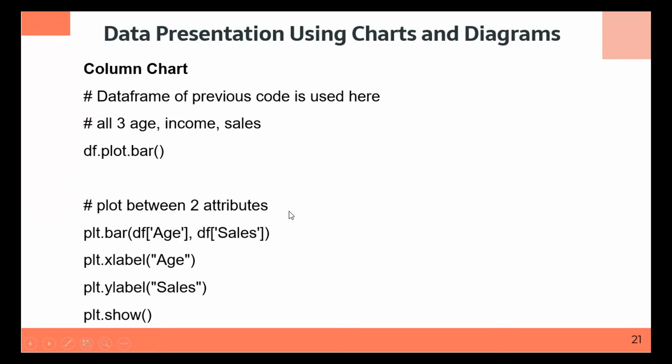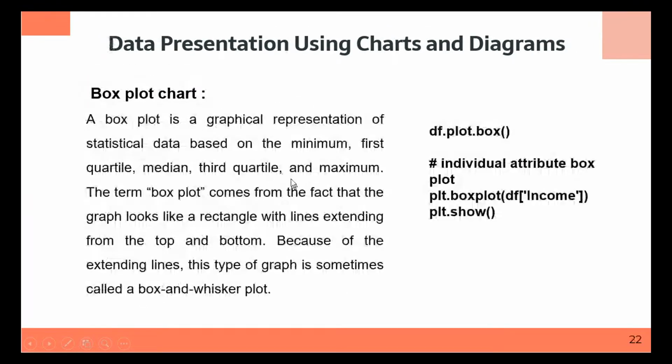We did that with the help of df.plot.bar, and we showed it with the help of different filters, like df in the brackets. We have added age and sales, only 2 columns are taken, and x-axis label, y-axis label we have given, and both of them will have their own colors, and you can directly show that thing. It will be displayed.